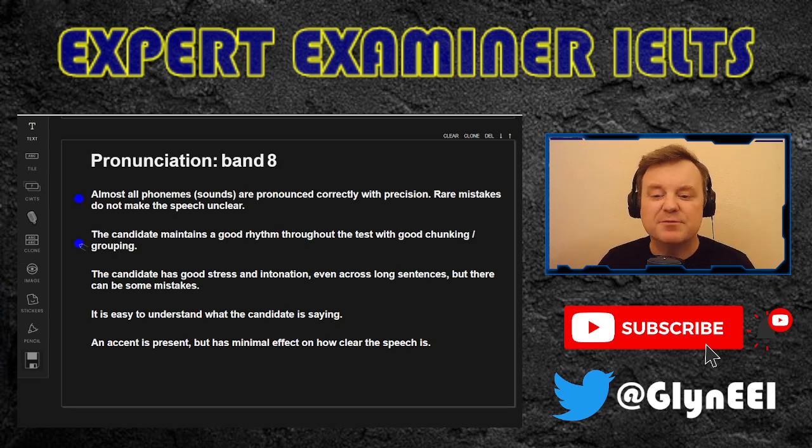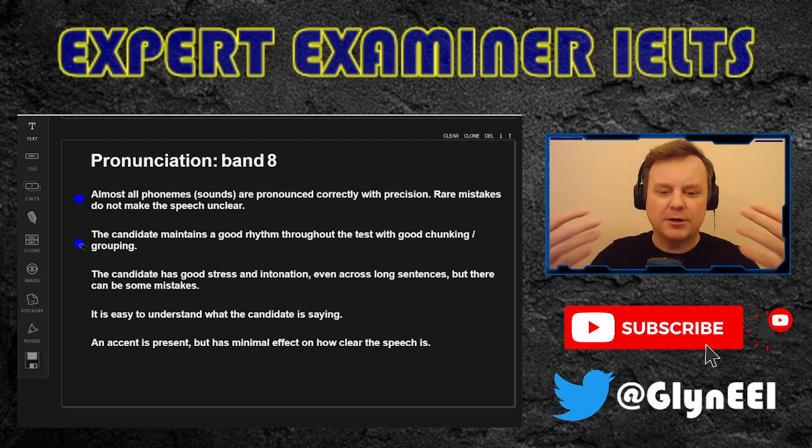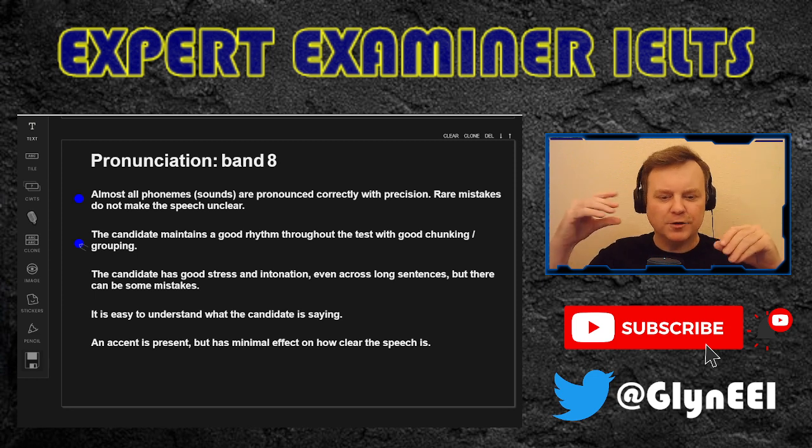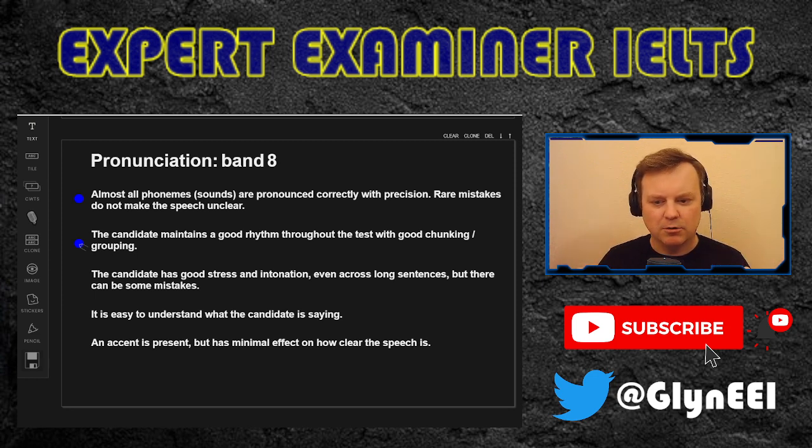The second one, the candidate maintains a good rhythm throughout the test with good chunking and grouping. So, throughout the test, in general, again, maybe some small, very minor problems with chunking and grouping these words together, but in general, throughout all of the test, they have good chunking. Almost no evidence of mechanical robotic speech. So again, you think band 4, they often use mechanical speech. They often talk like this without grouping the words together. In band 6, they have some good chunking, but some mechanical speech.